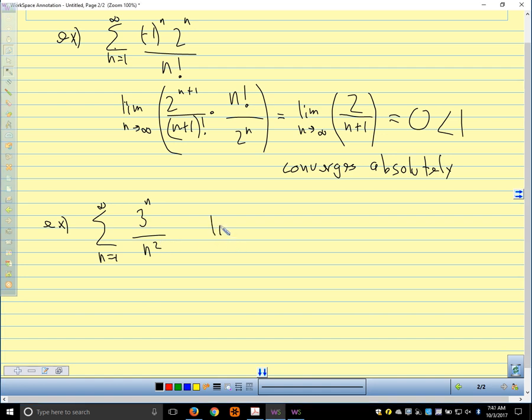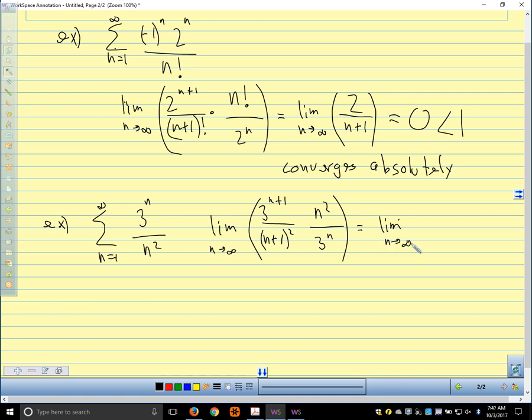So let's look at the limit. We have these powers. There might be other ways to do this, but the ratio test works nicely. I have 3 to the n plus 1 over n plus 1 squared, and then I have times n squared over 3 to the n. And we get, oops, I forgot my limit.